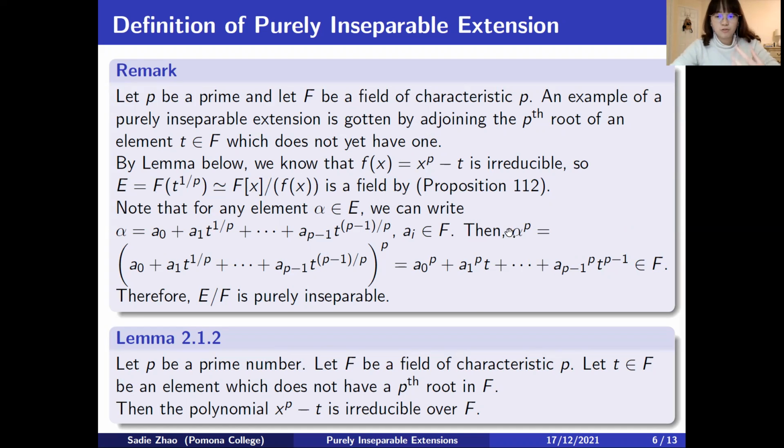Then by some algebra and using the fact that the characteristic of F is p, we can get that alpha to the power of p is equal to a_0 to the power of p plus a_1 to the power of p times t plus and so on, plus a_{p-1} to the power of p times t to the power of p minus 1. And obviously this thing is in F. So we can conclude that E over F is purely inseparable.